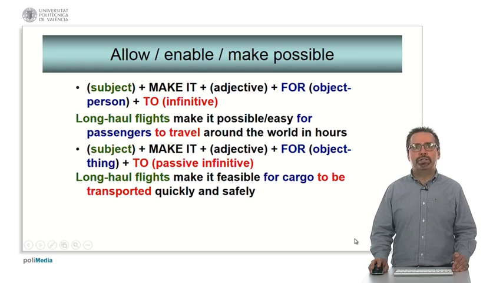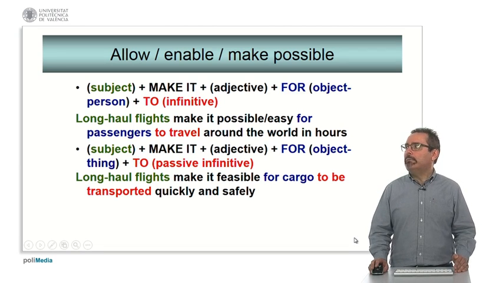And here the construction is made it plus the adjective plus for, which includes the object of a person, and to plus the infinitive. The example is clear. Long-haul flights make it possible, easy, expensive, etc. for passengers to travel around the world in hours.